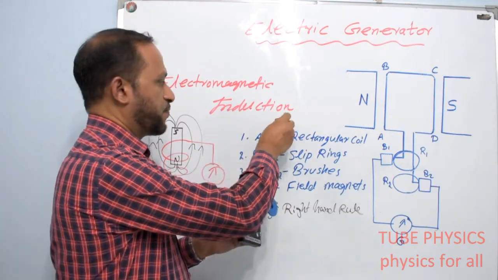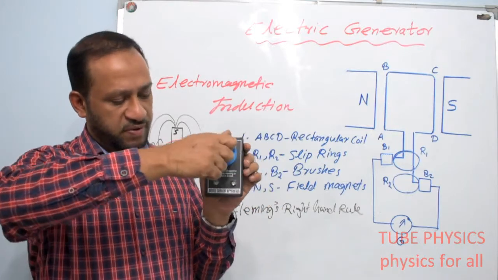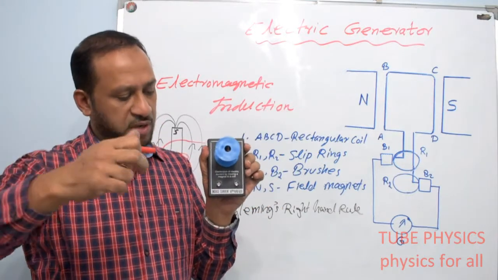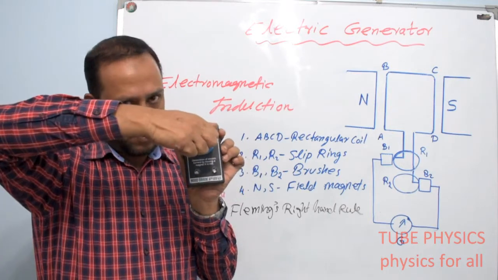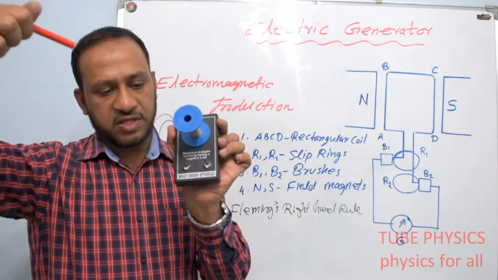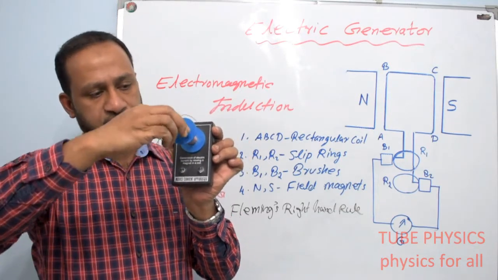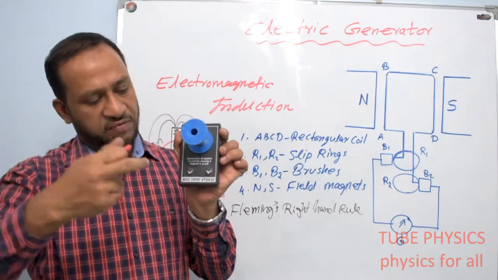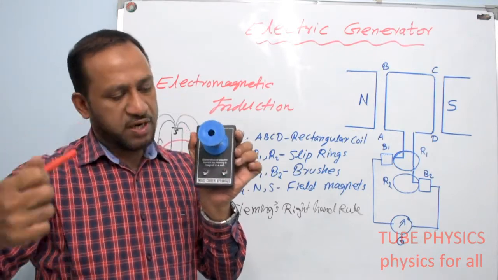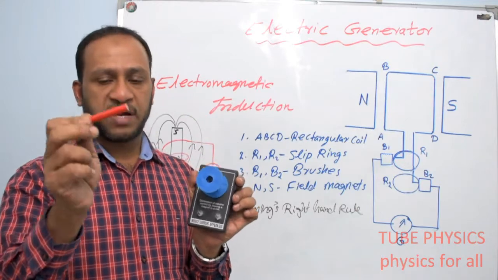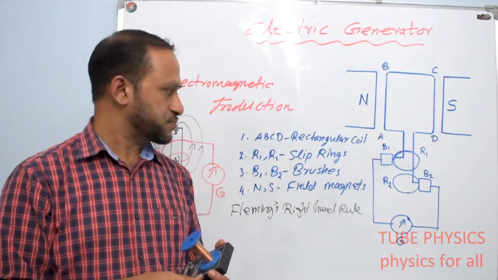You can see that. If I move this north pole of the magnet from the inside of the coil, you can see the right side LED is glowing. If I move the south pole, you can see that left side LED is glowing. Because the direction of induced current depends upon the direction of magnetic field also, according to Fleming's right-hand rule.